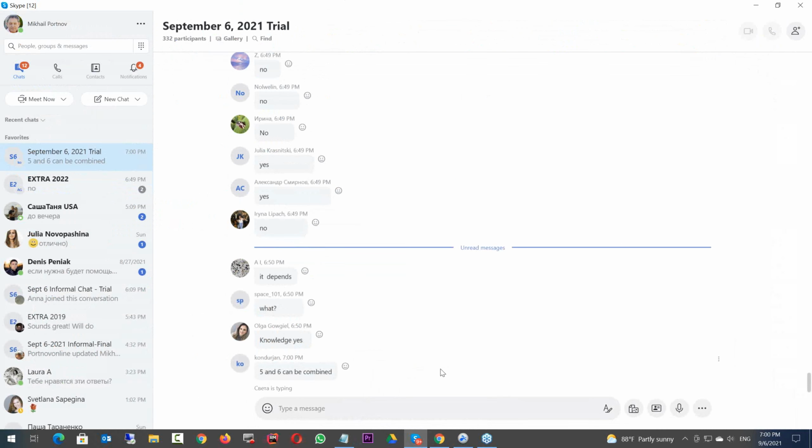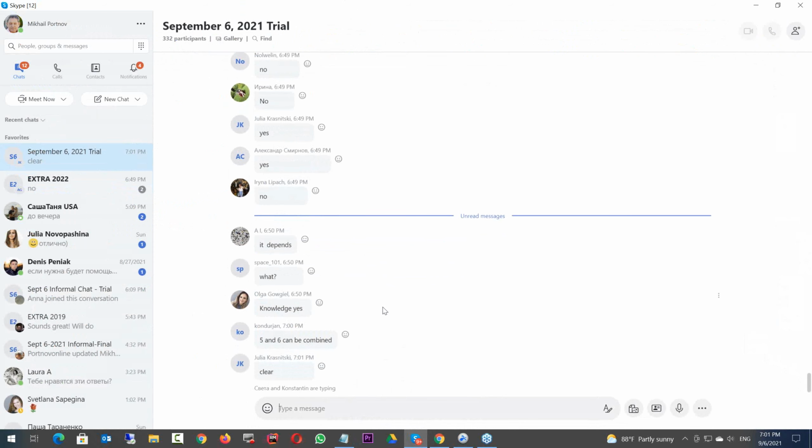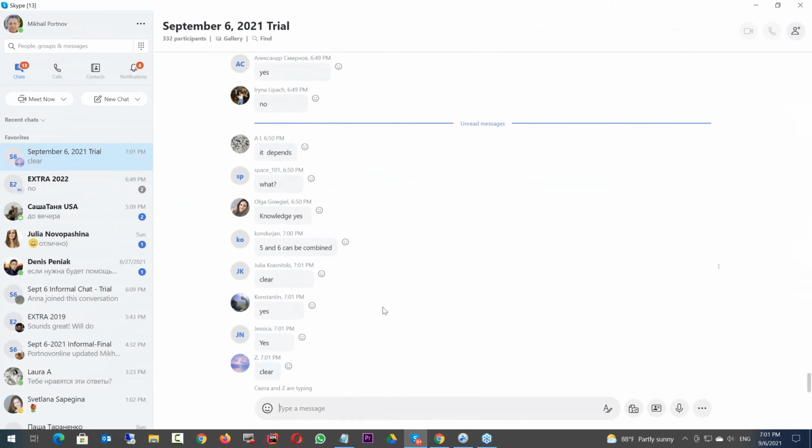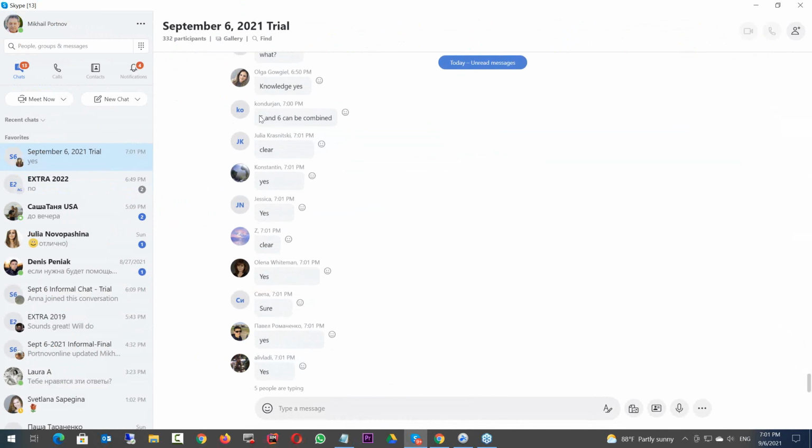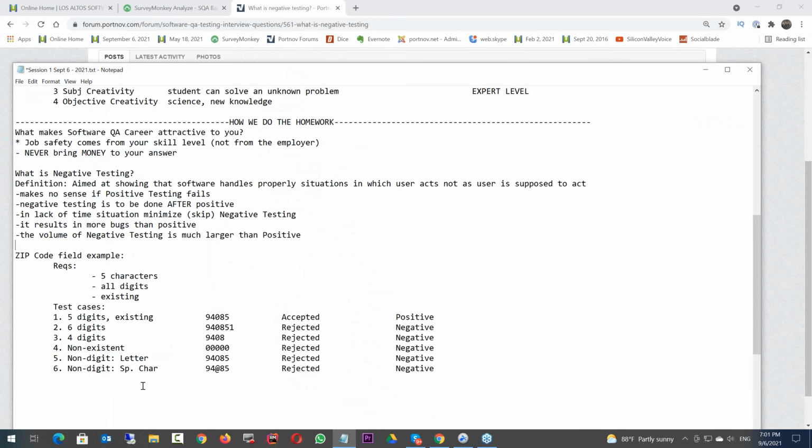So far, guys. Are you clear? Do you understand that example which I did? Yes, it is very basic. Good. Someone is saying here that 5 and 6 could be combined. 5 and 6 cannot be combined. Because if I do it like, for example, letter and special character, B4@85. So it is rejected.